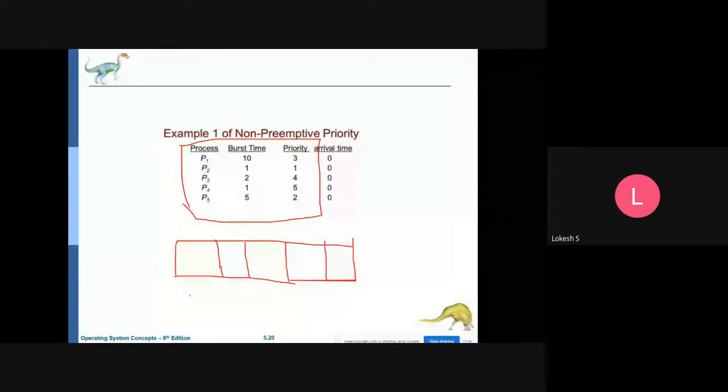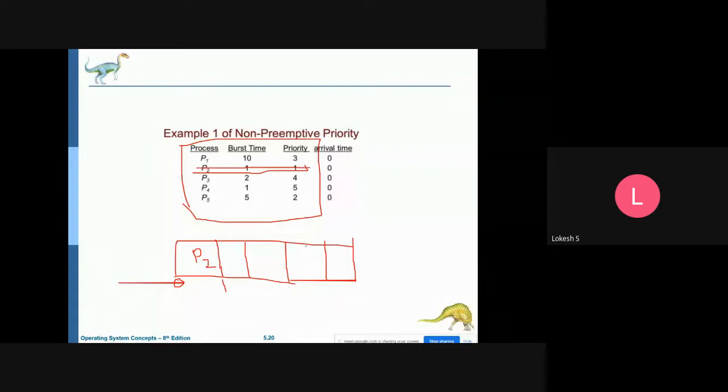P2, sir. Which process will execute first? So this is the 0th arrival time. Which one will execute first? P2. Very good. P2 will execute because P2 has the highest priority. So it will execute for only 1 second. The burst time is 1. So now this is over.